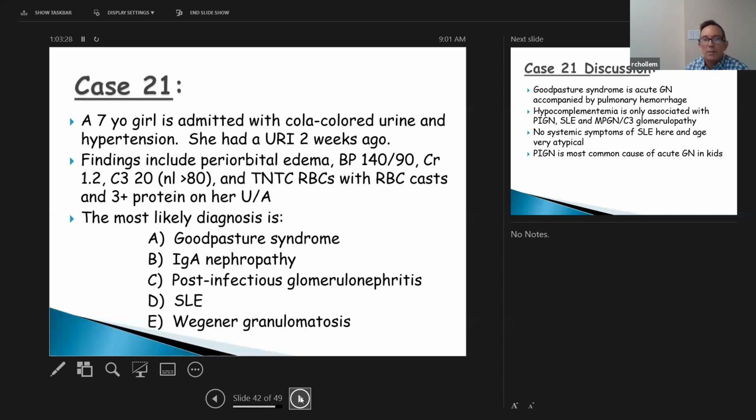A 7-year-old girl is admitted with coke-colored urine and hypertension. She had a URI a couple of weeks ago. She has periorbital edema, impressive hypertension, creatinine of 1.2, C3 of 20, normals above 80, too numerous to count red cells with red cell casts on a UA, meaning she didn't come to this institution, and 3+ protein. The most likely diagnosis is A, Goodpasture syndrome, B, IgA nephropathy, C, post-infectious glomerulonephritis, D, lupus, or E, Wegener granulomatosis.